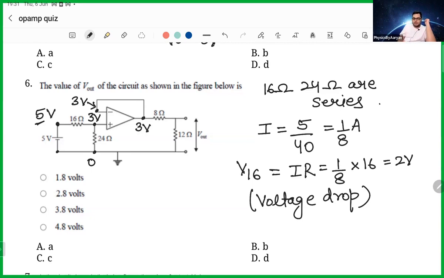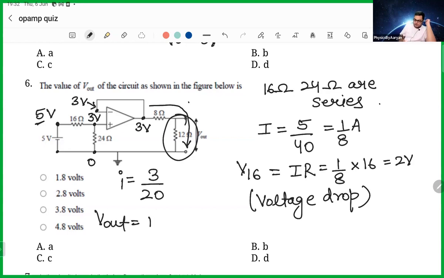And then the same concept I can use: whatever current comes from here, the same current will go down. And how much current will be here now? The current here will be total voltage 3 volt over the total resistance, which is 12 plus 8, which is 20. So it comes out to be 3 by 20. And what is the voltage across 12? So the voltage across 12 is V output, which is given by IR, which is 3 by 20. R is 12.